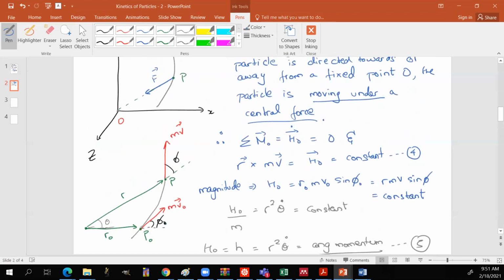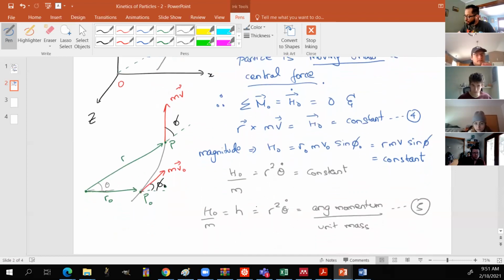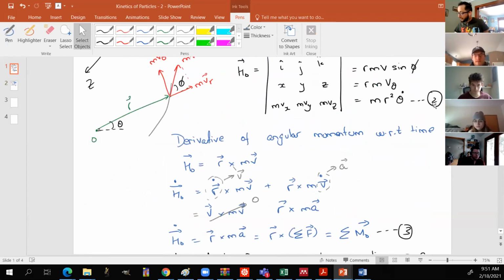All right, so guys, questions, concerns? Does everything make sense so far? I'm sorry, what's H? Small h or big H? Small h. Small h is your angular momentum divided by the mass of the body. So it's your angular momentum per unit mass, right? So all you've done is your big H naught is equal to R naught M V naught sine phi naught, but we'd seen that it's also equal to R squared times theta dot, right?